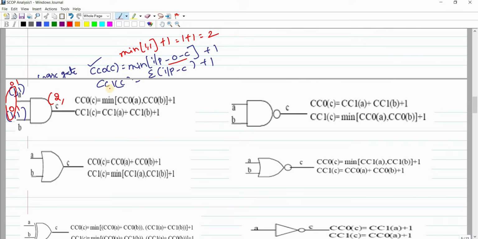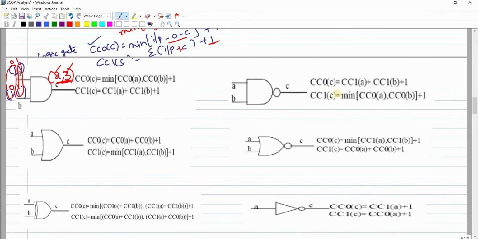So we have CC1 of C, that means the combinational 1 controllability of C. That means the sum of input 1 controllabilities plus 1. The sum of input 1 controllabilities are these two, 1 and 1. That means 1 plus 1 plus 1, which is 3. So here we get 2, 3. 2 is the combinational 0 controllability, 3 is the combinational 1 controllability. So for this given simple logic gate, I find the combinational 0 and 1 controllability.